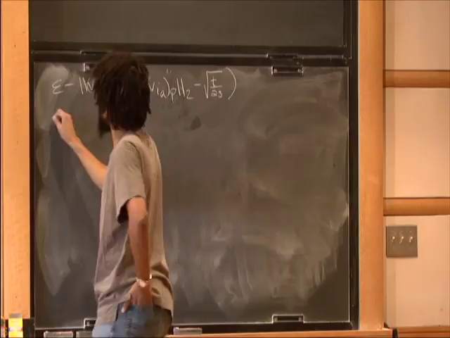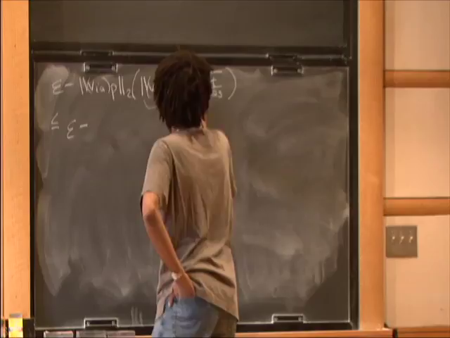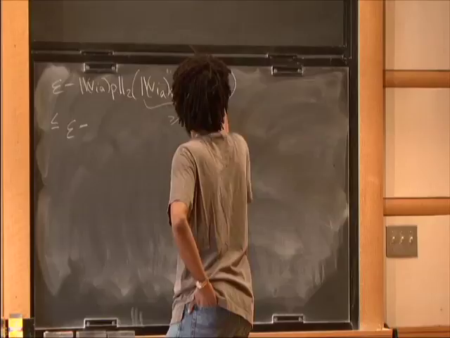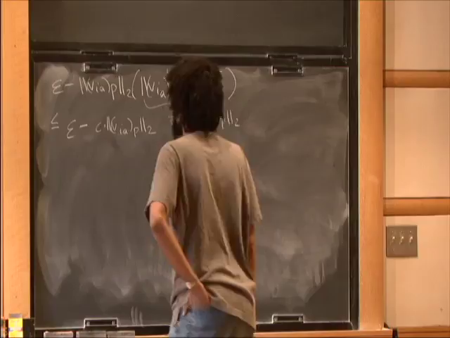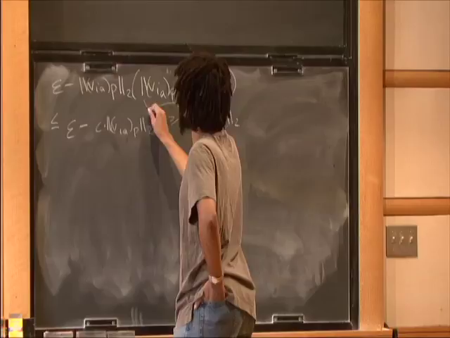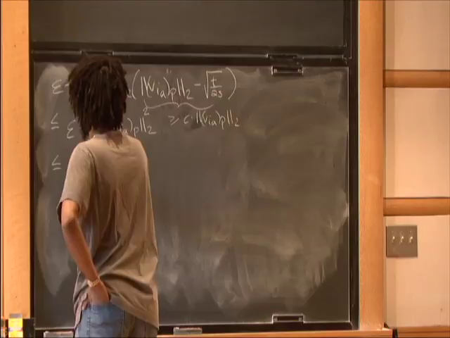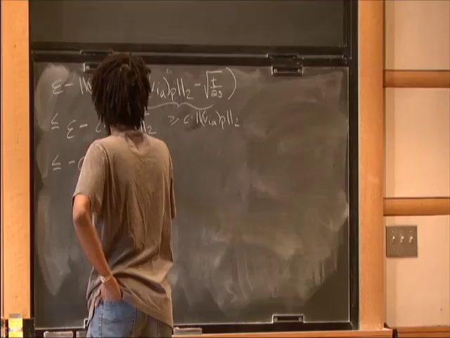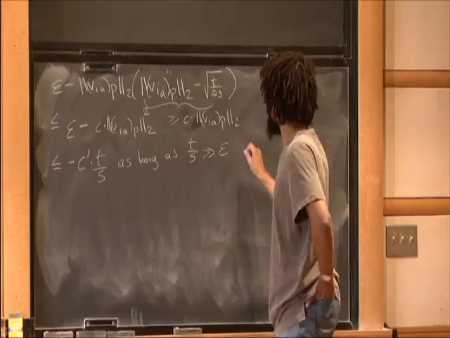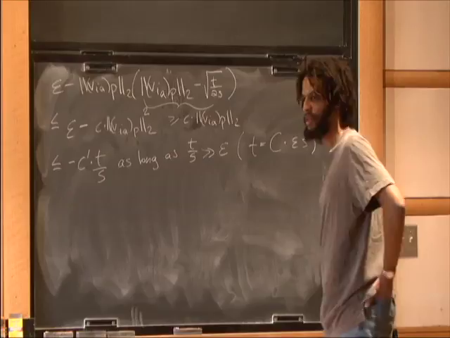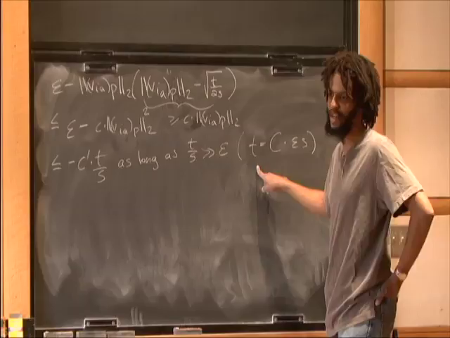So this thing is at most epsilon minus, basically what I'm trying to say is, it's at least some constant times VIA P L2. So epsilon minus some constant times VIA P. And this is at least root T over S. This is squared, so at least T over S. So this is at most negative some constant prime T over S, as long as I choose T over S to be much bigger than epsilon. So in fact, I'm going to choose T to be some big constant times epsilon S. T should be an integer. So the reason I had to show that previous lemma first is I need to make sure T is at least 1. And since S is at least 1 over epsilon, that's true.